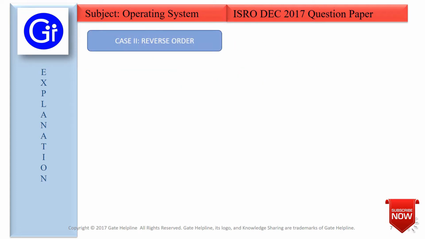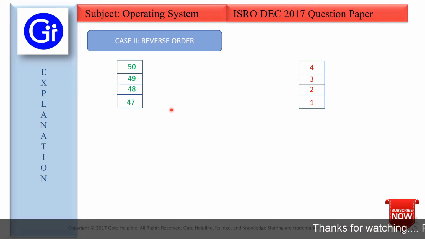The second case is reverse order. The page frame has the elements 50, 49, 48, 47 left over from case 1, so we have all these pages initially in the frame. When we apply FIFO in the reverse order, we get a page hit for 50, 49, 48, 47. All these will be page hits, and the remaining pages like 1, 2, 3, 4 till 46 will all be page faults.